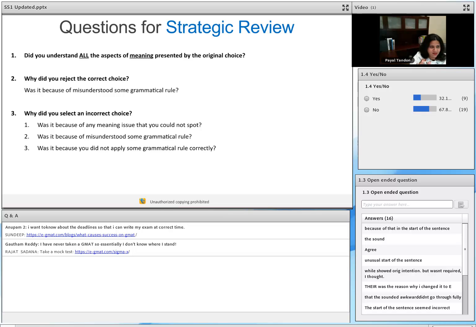And again, when I share the presentation with you, you should take a look at the slide and maybe print out the slide for yourself, so that for every SC question that you do, you do this level of analysis. Did you understand all the aspects or not? Why did you reject the correct choice? Why did you select an incorrect choice? Does this make sense? Yes or no?